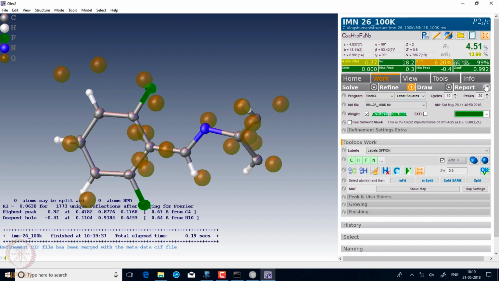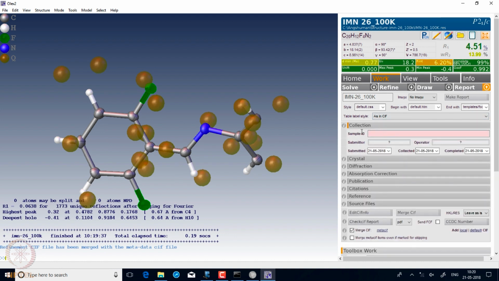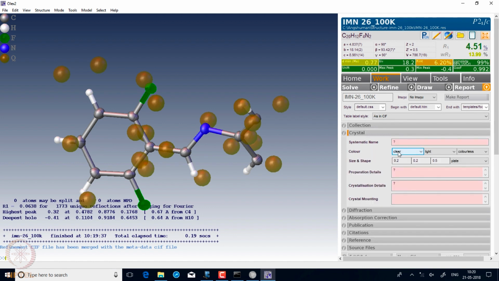Now we need to generate the report. In the report window, we have several parts. Here it is collection, so we can incorporate when the data was collected, who collected it, and so on. Then you have information about the crystal, how it was looking: it was clear, light and colorless, and here the shape and size of the crystal.